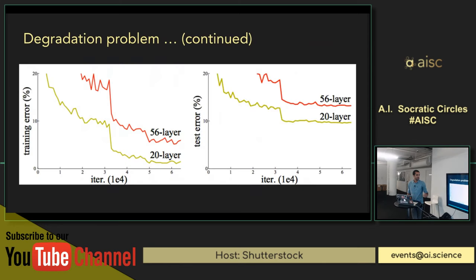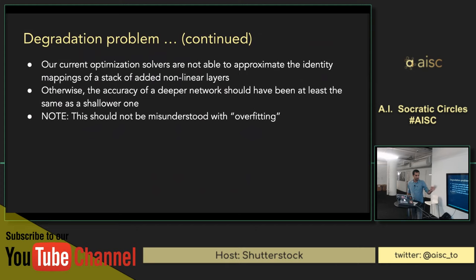And as you can see here, this is one of the plots that they show in the paper. As you can see, on a regular network for 20 layers and 56 layers, our training error and test error actually increase, which we should take into account that it's not overfitting, and they call it the degradation problem. So again, note, this is not overfitting, and instead of having more accuracy, we have less.